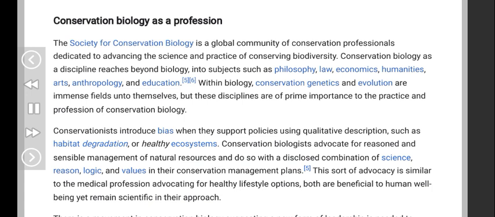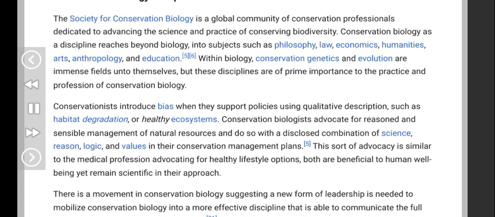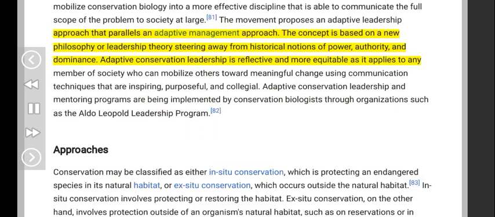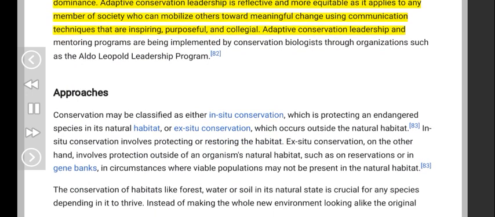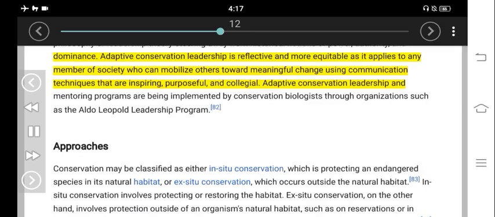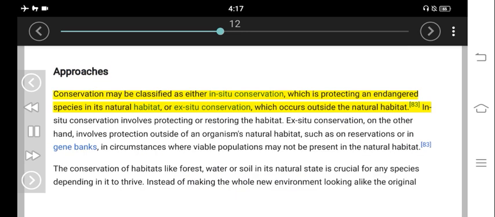The concept is based on a new philosophy or leadership theory steering away from historical notions of power, authority, and dominance. Adaptive conservation leadership is reflective and more equitable as it applies to any member of society who can mobilize others toward meaningful change using communication techniques that are inspiring, purposeful, and collegial. Adaptive conservation leadership and mentoring programs are being implemented by conservation biologists through organizations such as the Aldo Leopold Leadership Program.